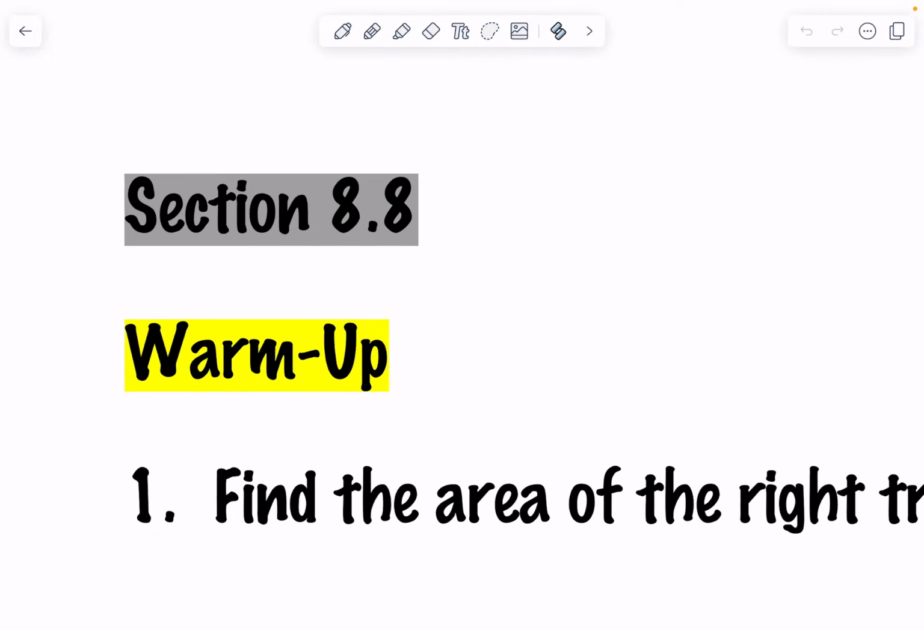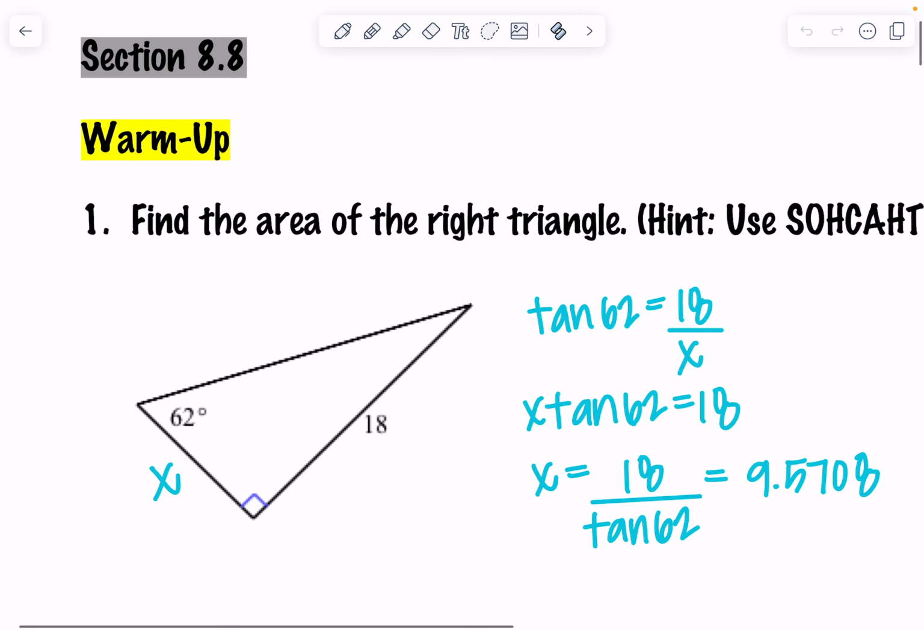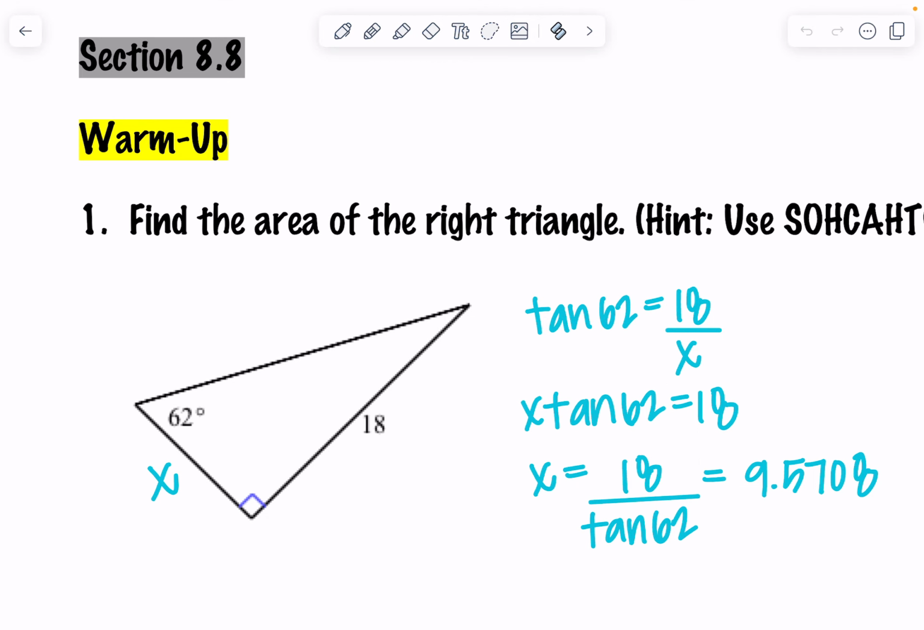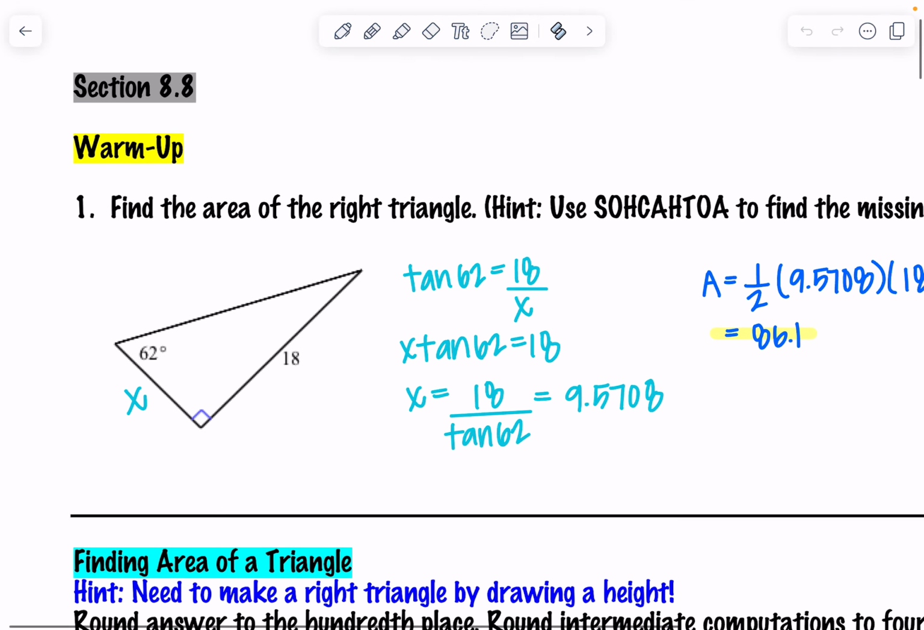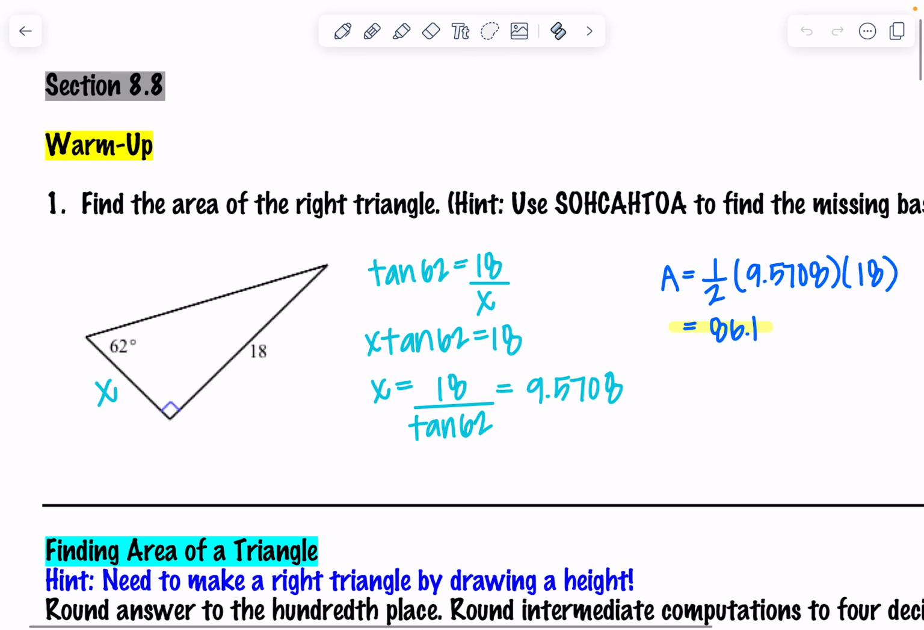All right, number one is finding the area of this right triangle. You had to use SOHCAHTOA to find one of these side lengths for your base and your height, and then you simply plug it into your area equation to find the entire area. Again, when we are rounding, we're getting a lot of decimals in this chapter. Just make sure that for intermediate computations you're always rounding to 4 decimal places, and at the back end, the final answer you round to whatever it tells you to. Again, typically it is to the 10th place.